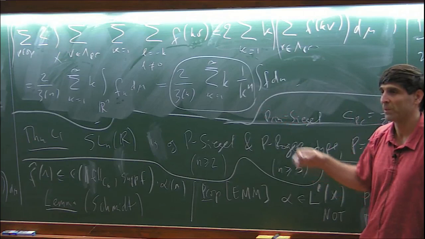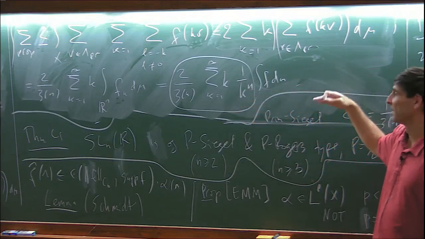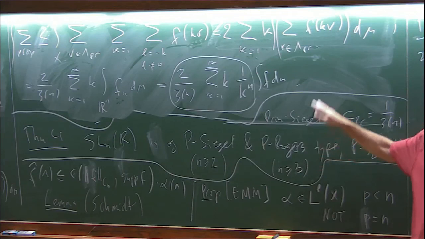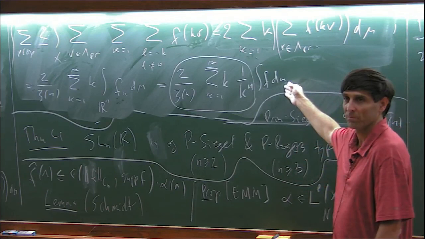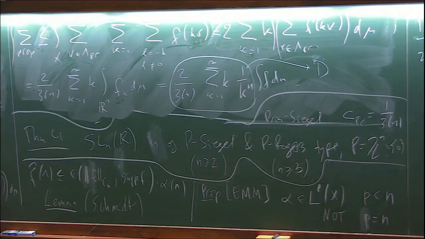It shows already that there is a version of Rogers type where instead of L2 you have LP, where P is less than 2, and it works. That's what basically Schmidt did. So that's the end of the proof. Okay, we have this constant D, which will give you what you want. I think it's very beautiful.